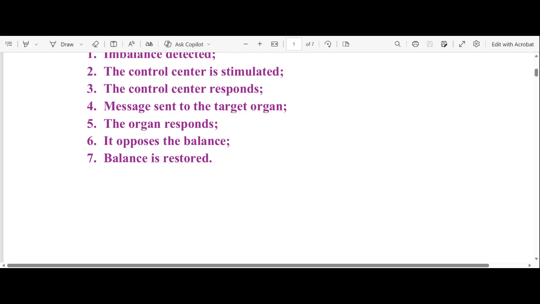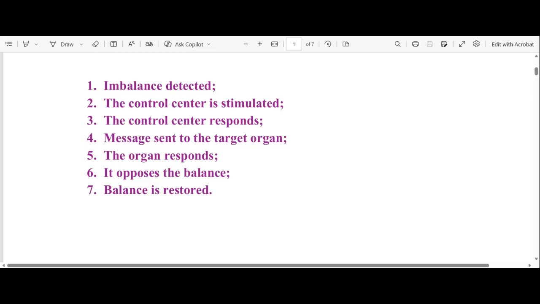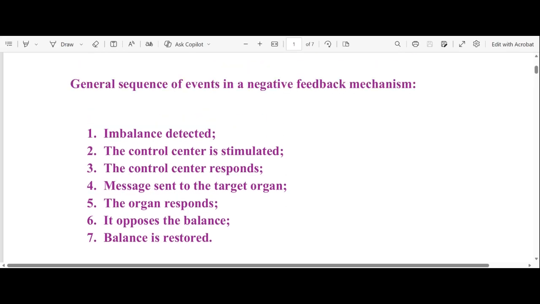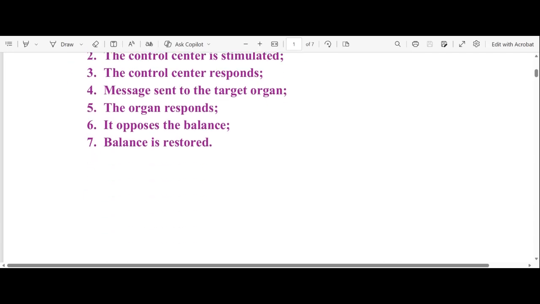Then number six, the target organ will oppose the imbalance, right? If there are low levels of water in your body, the target organ will increase those levels back to normal, right? So it will oppose the imbalance, okay? Then number seven, the last one, balance will be restored. And so these are the sequence of events that take place with regards to the negative feedback mechanism, right? Okay, let's move on.